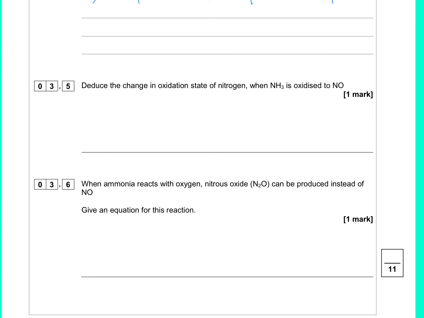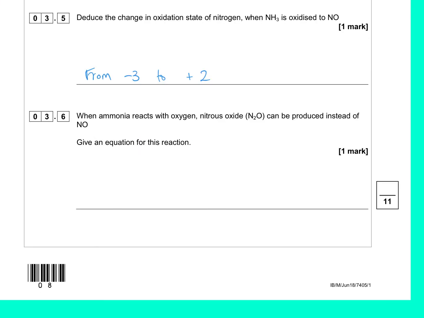So in 3.5, we're asked for the oxidation state change in nitrogen from ammonia to nitrogen monoxide. So in ammonia, we can see it's got 3 hydrogens, which are always +1, so the N must be -3. And in nitrogen monoxide, it must be +2. We're then asked to give an equation for when ammonia reacts with oxygen, making nitrous oxide instead of NO.